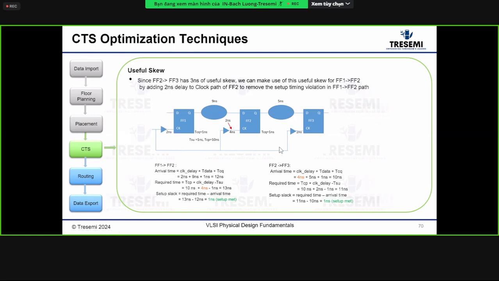So this useful skew concept is very important. You need to be able to understand this. It will help you quite a bit when trying to manually fix things at the very end of the design. The difference between a good engineer and a not so good engineer is that you understand these concepts and that you can limit the scope of the tool, because at the very end you don't want the tool to touch it, because the tool will mess up other paths.